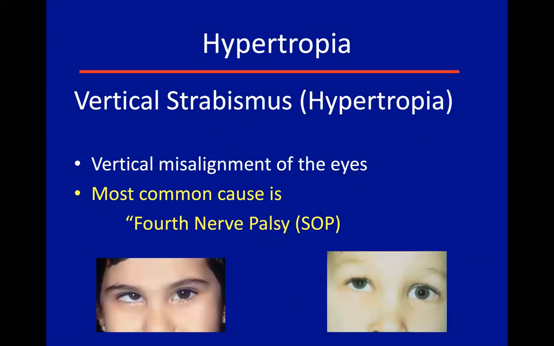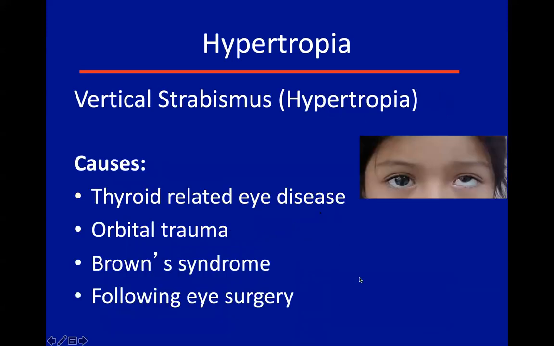Hypertropia, that's a vertical strabismus, and it's a vertical misalignment of the eye. All I need you to know is the fourth nerve. Remember, we talked about the superior oblique. This is what we refer to as superior oblique palsy. You don't have to worry about it, but just remember that for hypertropia, it's the fourth nerve. Nothing more than that. Fourth nerve palsy, smack in the middle. This is actually the eyes going up. So the corneal reflex is going down. Again, it's in the middle and it's going up.